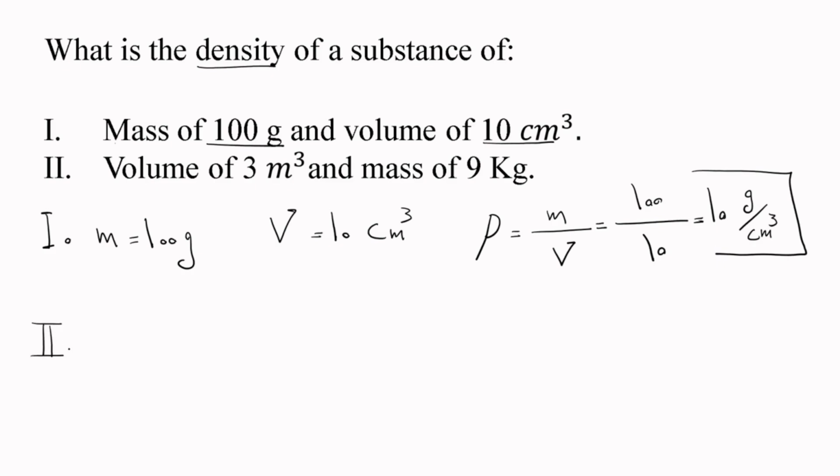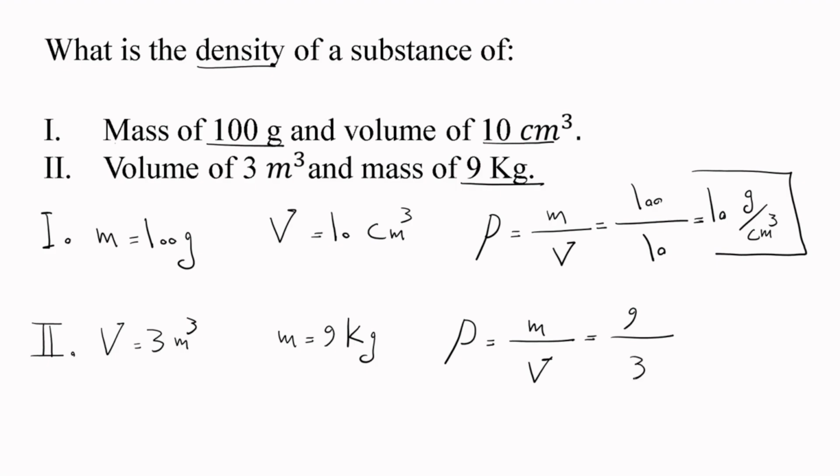Okay, let's do the second part. I have volume, which is equal to 3 cubic meters, and I have mass, which is 9 kilogram. Units are corresponding because I have kilogram and cubic meters, so I do not have to do any conversion. Rho is equal to m over v, which is going to be 9 over 3, and the answer is going to be 3. And this time the unit is going to be kilogram per cubic meter. This is the answer of the second part.